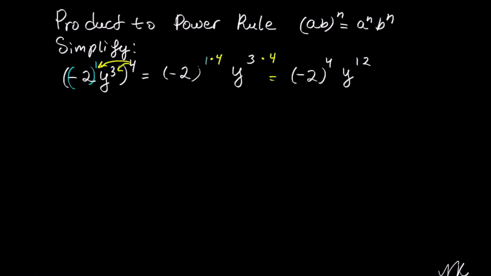Negative raised to an even power becomes a positive. 2 to the 4 is equal to 16. So 16y to the 12th is our solution.